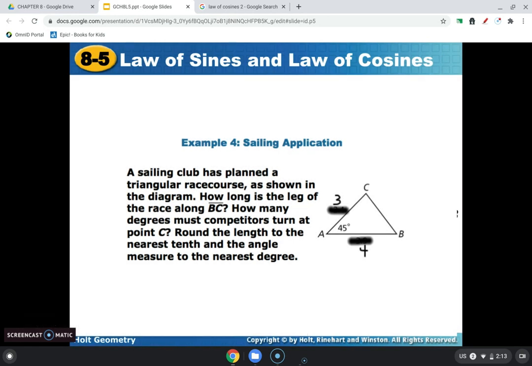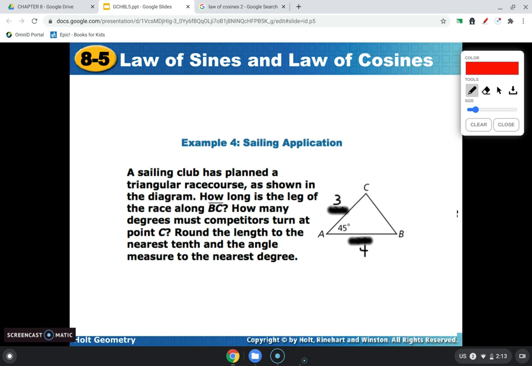A sailing club has planned a triangular race course as shown in the diagram. How long is the leg at BC? How many degrees must they turn at C? Round sides to the 100th and angles to the nearest degree. As you're looking here, you can see we're going to try to find BC.